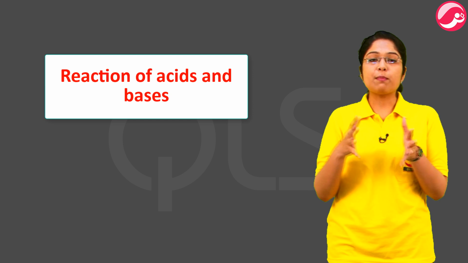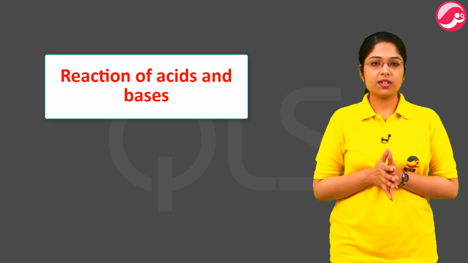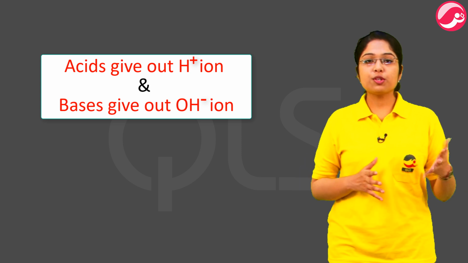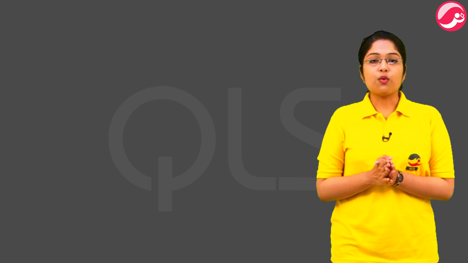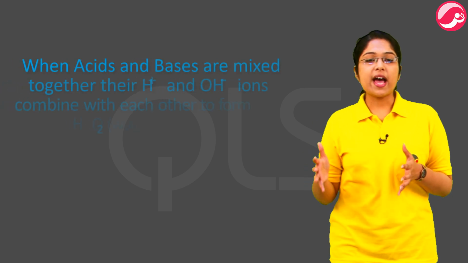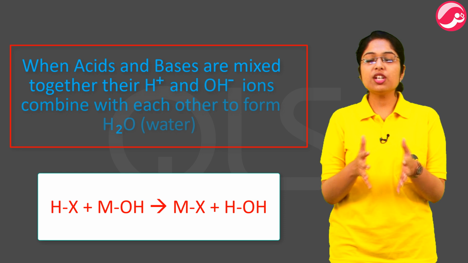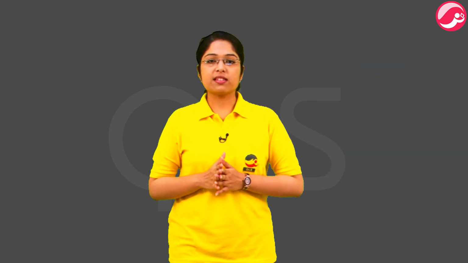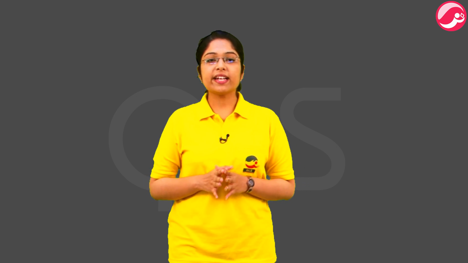Now, let's see what happens when we make acids and bases react with each other. जब acid और base आपस में react करेंगे तब क्या होता है? You all know that acids give out H plus ions and bases give out OH minus ions. So, when acids and bases are mixed together, their H plus ion and OH minus ion combine with each other to form H2O, water. The remaining ions, anionic portion of acid and cationic portion of the base, combine with each other to form the corresponding salt.